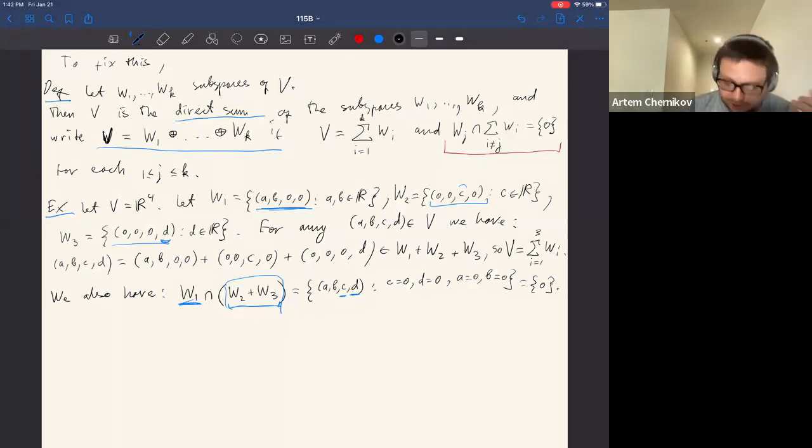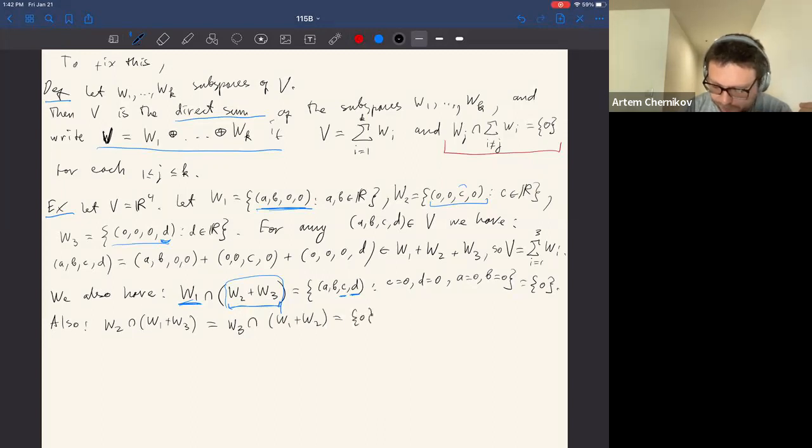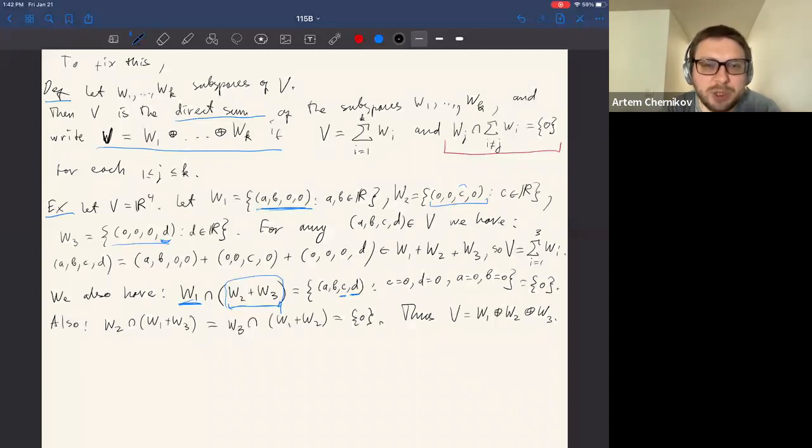And arguing similarly, we also conclude that W2 intersected with W1 plus W3 is trivial, and W3 intersected with W1 plus W2 is trivial. So we conclude that in fact V is the direct sum of the W's: W1 direct sum W2 direct sum W3. So in this example we do have the uniqueness of the presentation. All right.